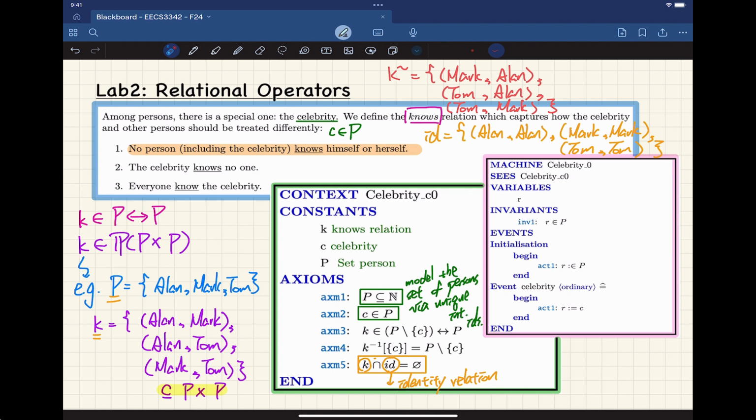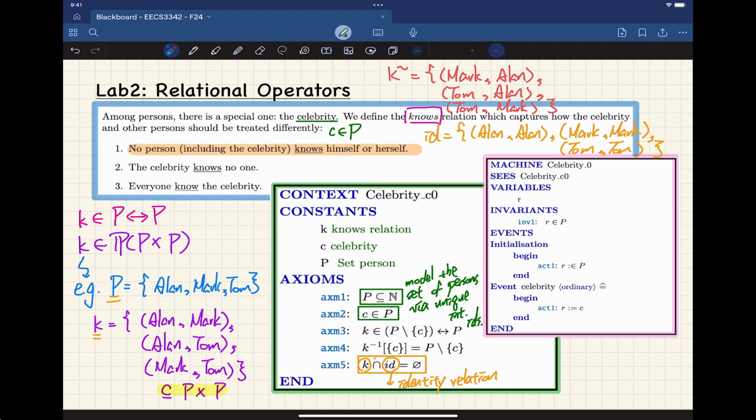No, because a celebrity is a person, so they don't know themselves. So ID here, you can see I put Alan, Mark, and Tom. Tom is a celebrity, so Tom does not know himself either, right? Also, you can see from the requirement, no person knows himself or themselves, and including the celebrity, also doesn't know themselves. Okay?